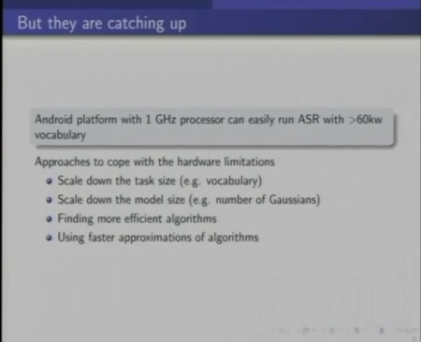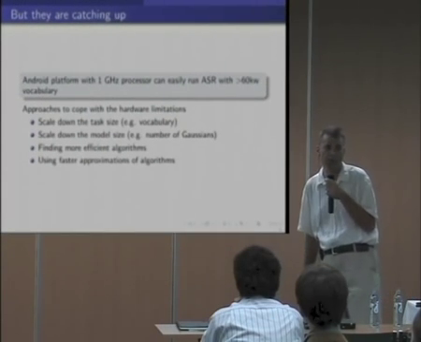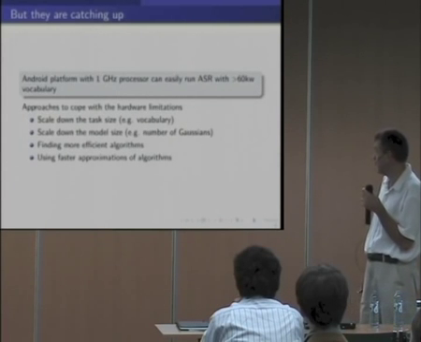But things are catching up. For example, I guess you're familiar with the Android platform, which is becoming very popular. It's more like a mobile application. You have a phone which fits into your pocket and can easily run 60,000-word or even larger vocabularies, and do other things like synthesis and maybe translation at the same time, which is really amazing, I think.